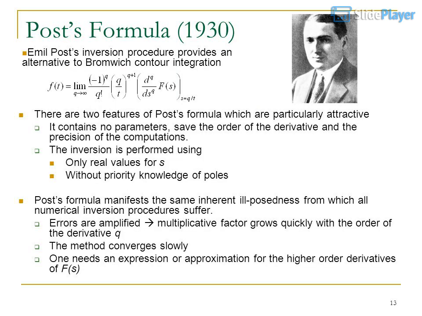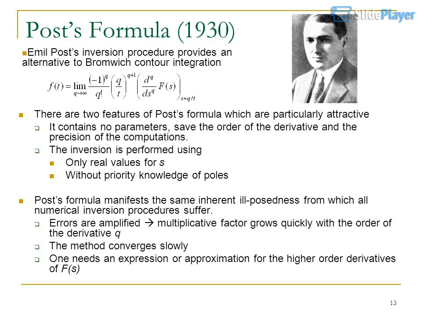Post's formula, 1930. Emil Post's inversion procedure provides an alternative to Bromwich contour integration. There are two features of Post's formula which are particularly attractive. It contains no parameters, save the order of the derivative and the precision of the computations. The inversion is performed using only real values for s, without prior knowledge of poles. Post's formula manifests the same inherent ill-posedness from which all numerical inversion procedures suffer.